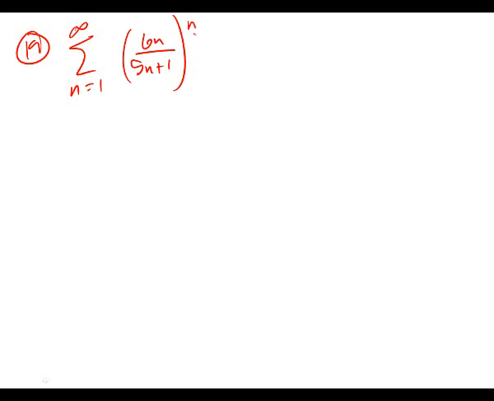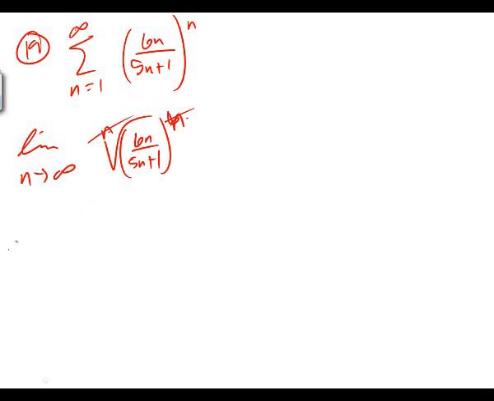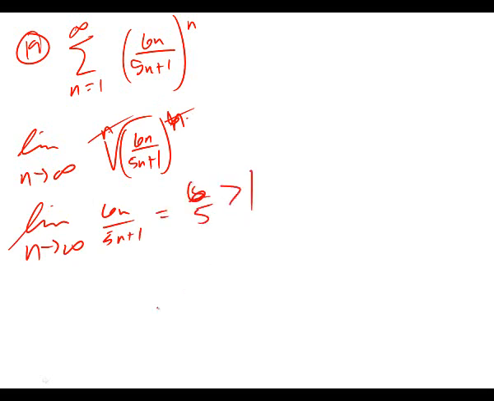Okay, so root test. It's identical to what we did on the other one. The limit as n approaches infinity, you take the nth root of something to the nth power, right? What happens with these guys? This is almost better than the ratio test. 6 over n, 5n plus 1, so my limit is 6 over 5, which is greater than 1, which means it diverges. I'm just gonna put diverges.